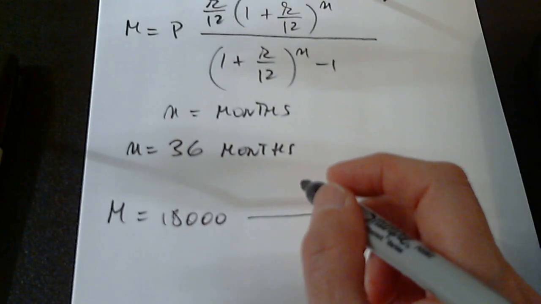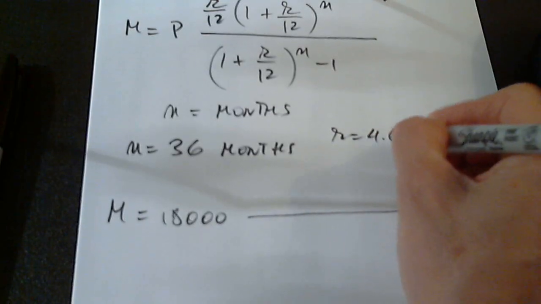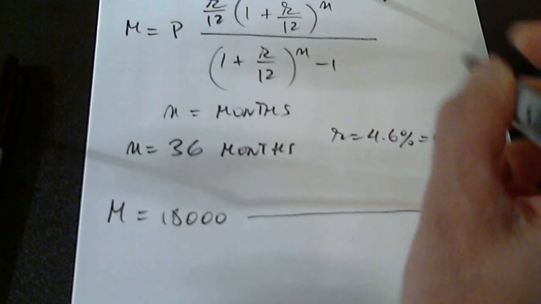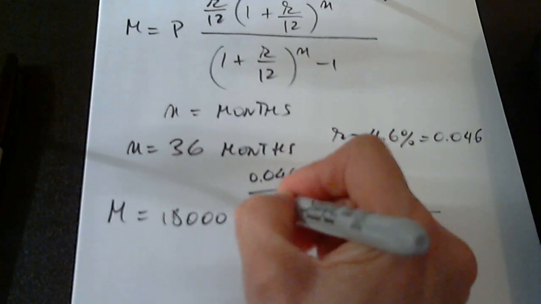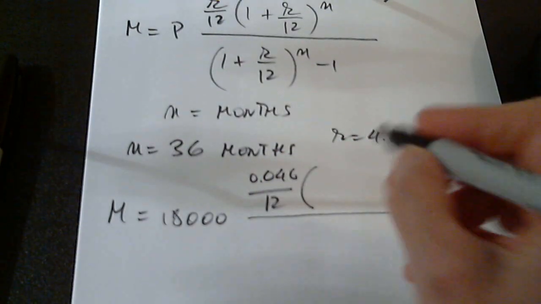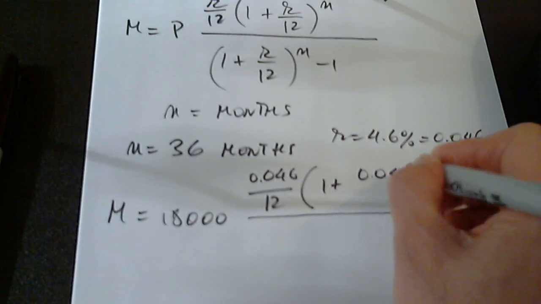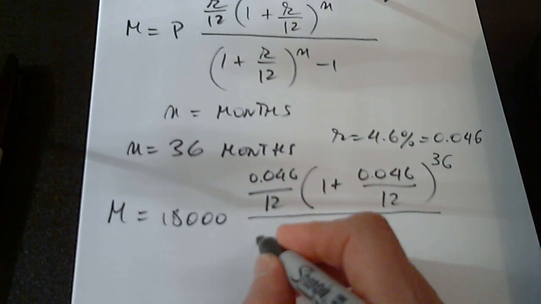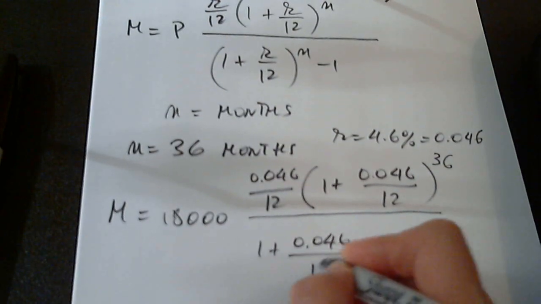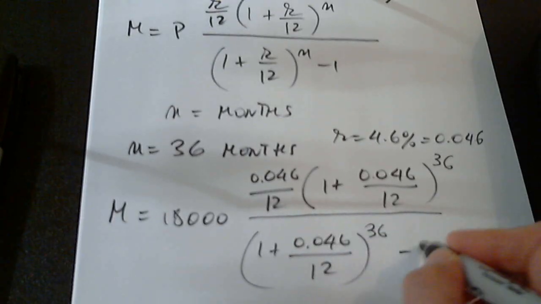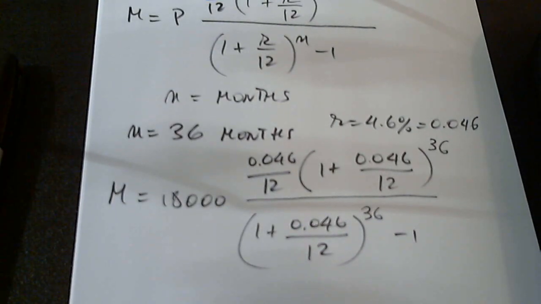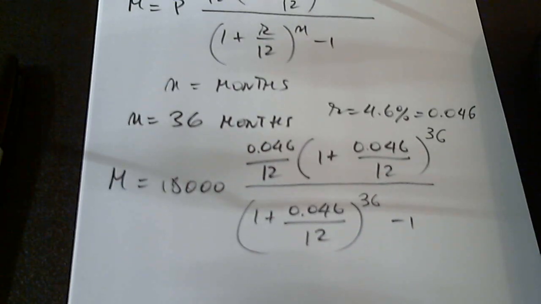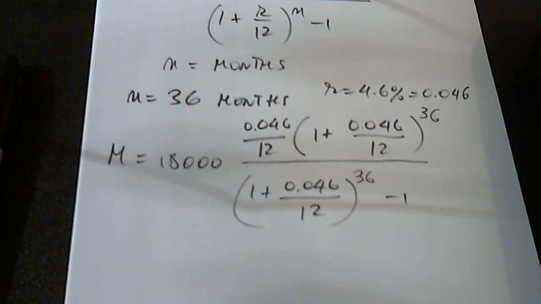R is given as 4.6%, of course 0.046. So 0.046 divided by 12. And then we have 1 plus 0.046 divided by 12, raised to 36. And then in the denominator, the same thing, 1 plus 0.046 divided by 12, raised to the 36th power, minus 1. I'm still recording because I will have one video for both situations, and then I'll stop the recording, because I'm recording on another device anyway.